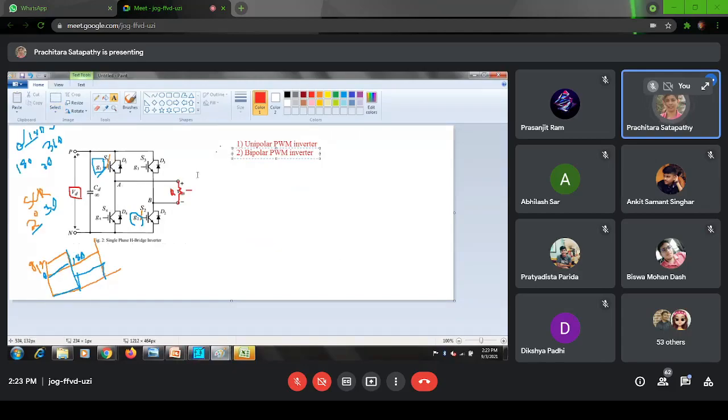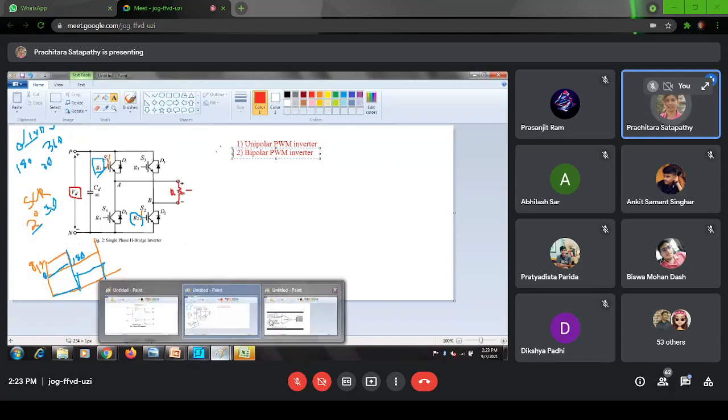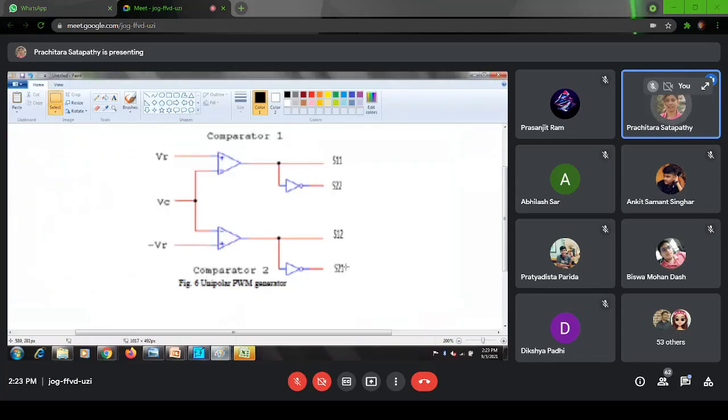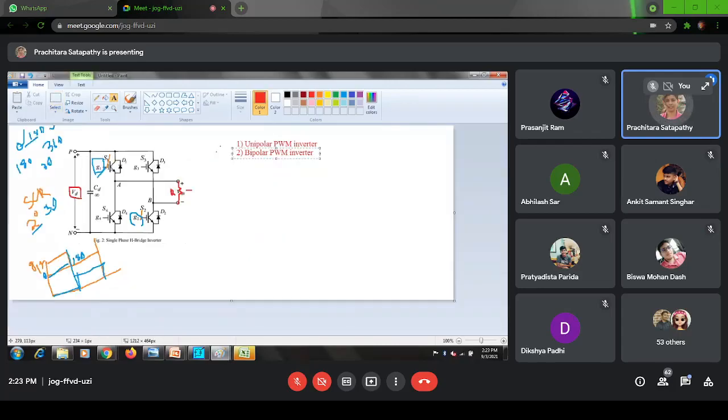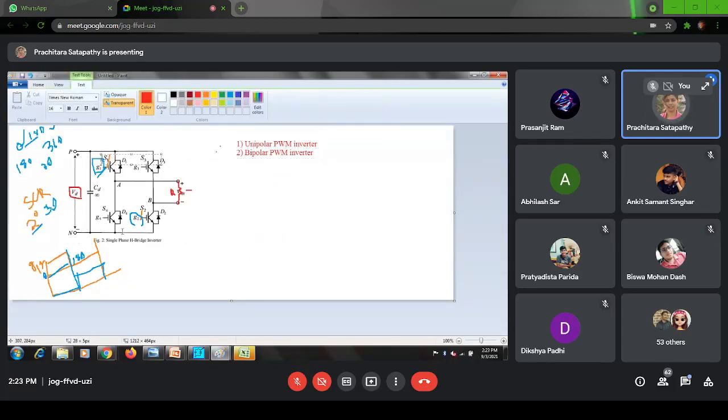So here, in case of bipolar, you are generating 2 pulses. One is for S1 and S2, another is for S3 and S4. Instead of that, in the unipolar scheme, you will generate 4 gate pulses: 1 for switch 1, 1 for switch 2, 1 for switch 3, and 1 for switch 4. Okay? Yes or no? What is the gap between switch 1 and switch 4? It is again 180 degrees or not?